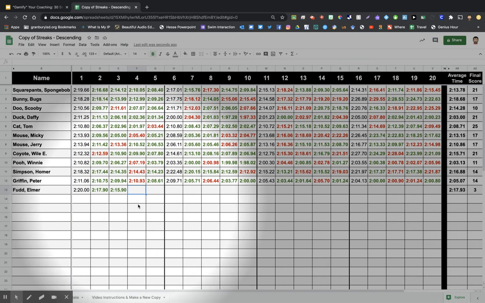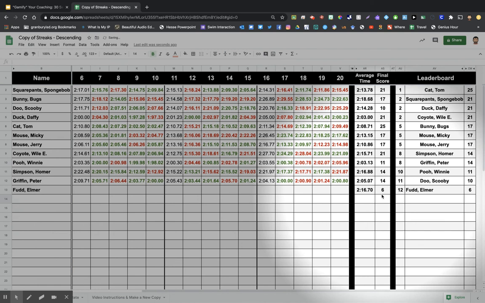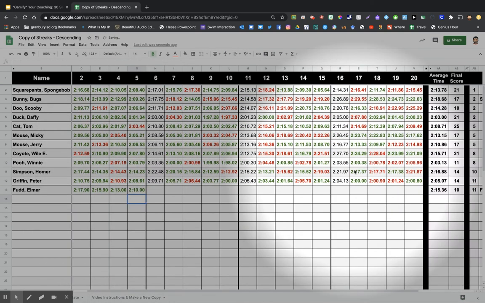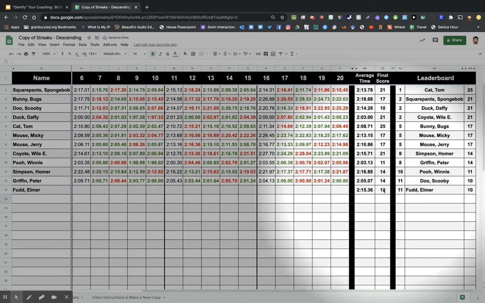If he were to do it again, he's going to do a 2:13.0. He gets 3 more points. And then if he does it again, he gets 4 points. So he can have a total of 10.